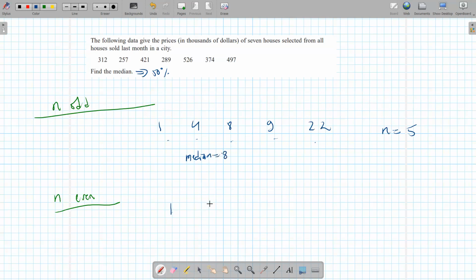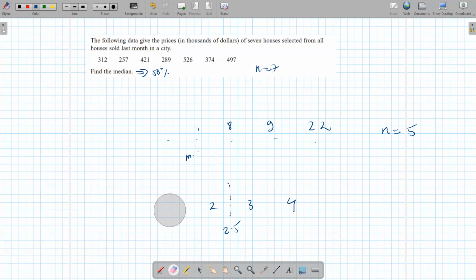But when N is even, for example, like this, 1, 2, 3, 4, there's no one number that's in the middle. The middle part is in between these two numbers, yeah? What's in the middle between 2 and 3? 2.5. Exactly, 2.5. So here, N is 7, so N is odd, right? This one's a little bit trickier. What do you think the median is?